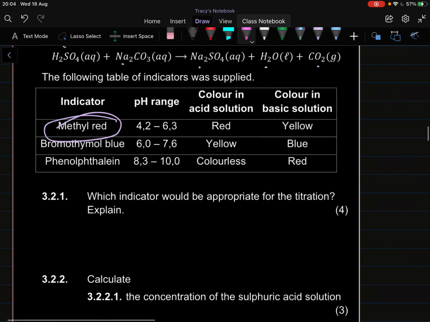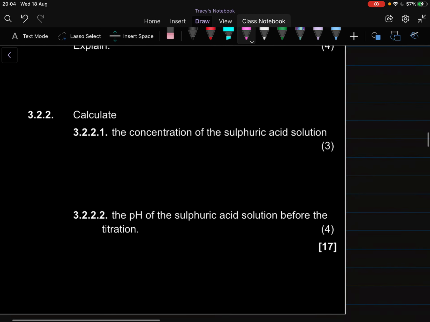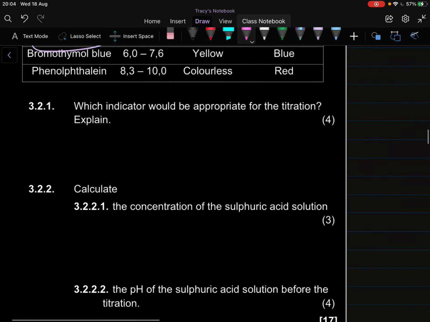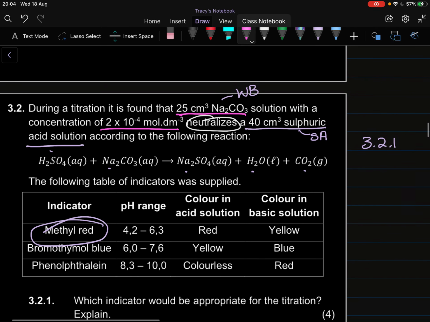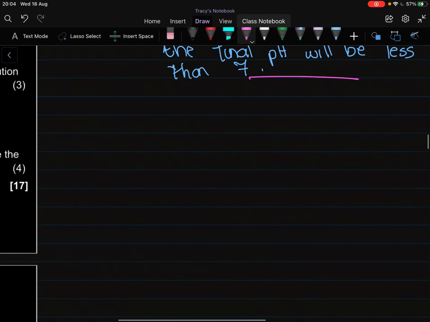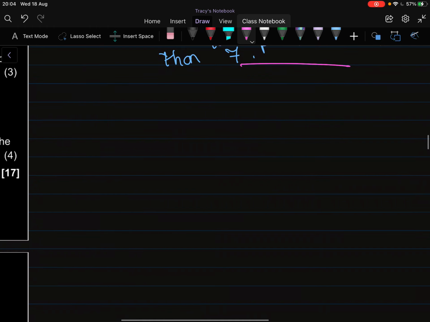So, now they say, calculate the concentration of the sulfuric acid solution. So let's look at what we were given. Well, we know how much base we've got. We know the concentration of the base, and they want the concentration of the sulfuric acid. This is so much easier than any of the other questions in the worksheet so far. I've done them. You might not have done them all at the same time.